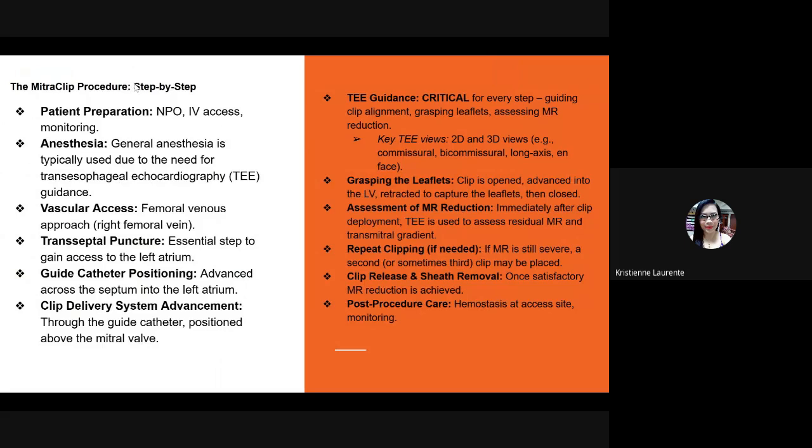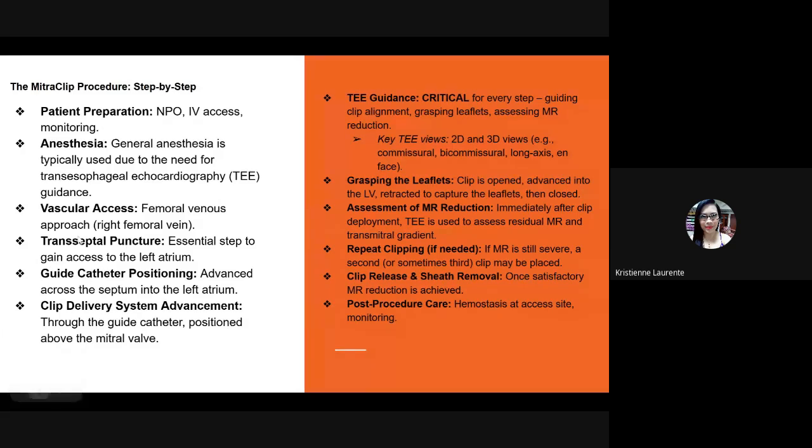So the MitraClip procedure, step by step: what is your nursing responsibility in this process, and what should be done to the patient step by step. Of course, patient preparation: the patient should be NPO. Make sure there is IV access and continuous monitoring. The patient will undergo general anesthesia, which is typically used due to the need for TEE.